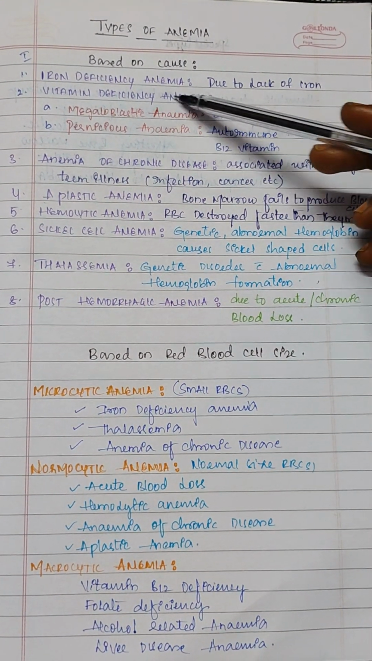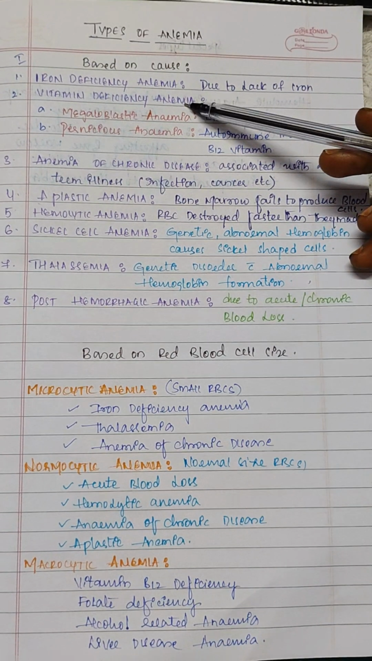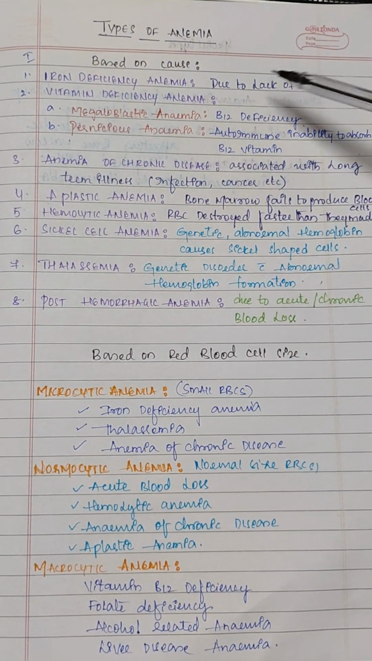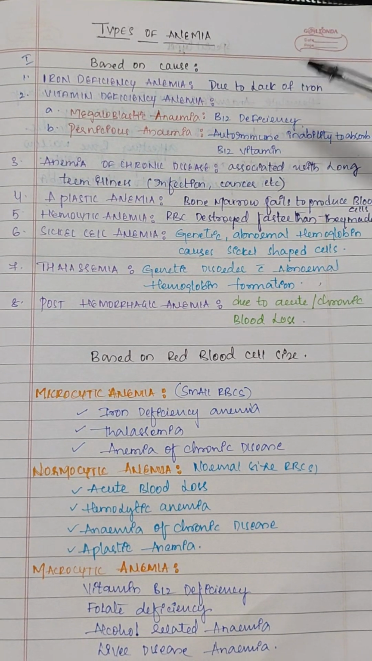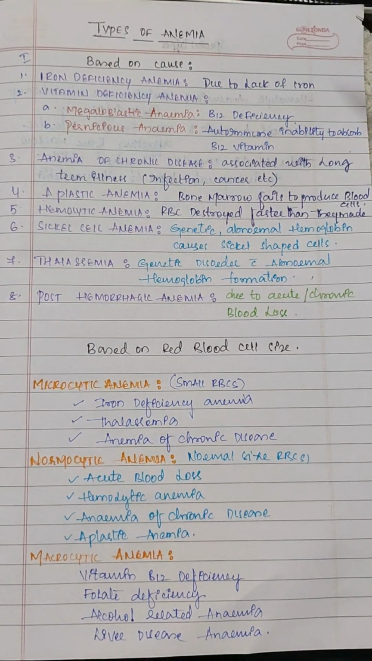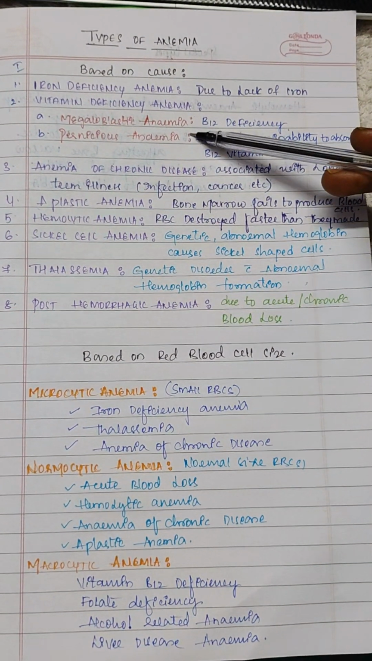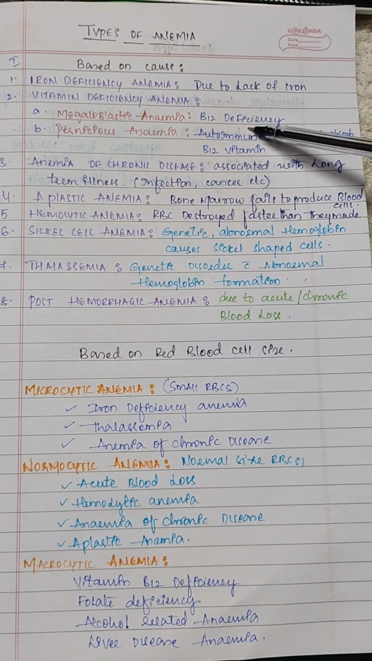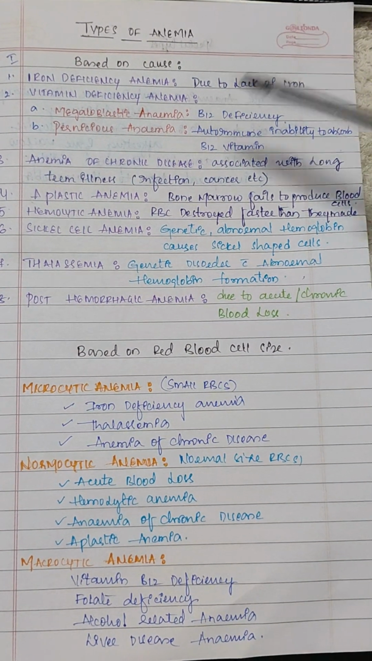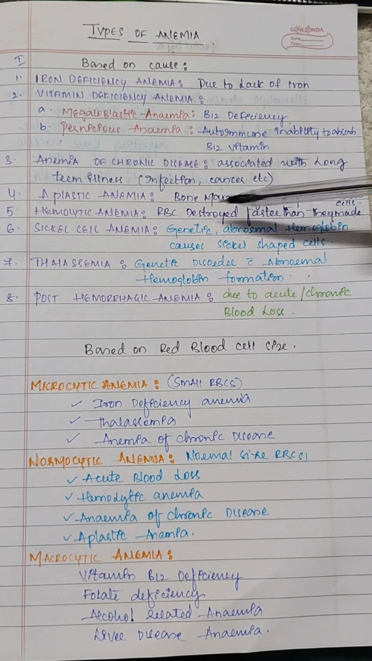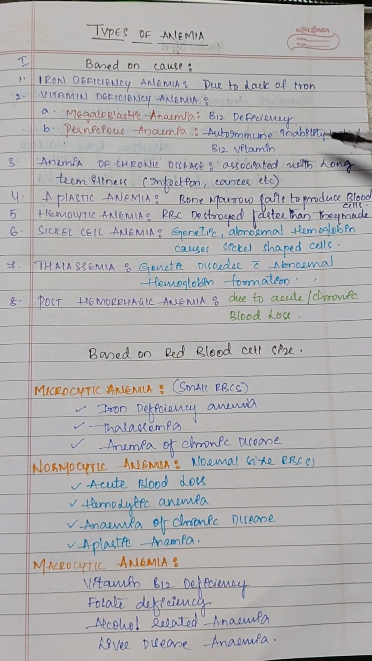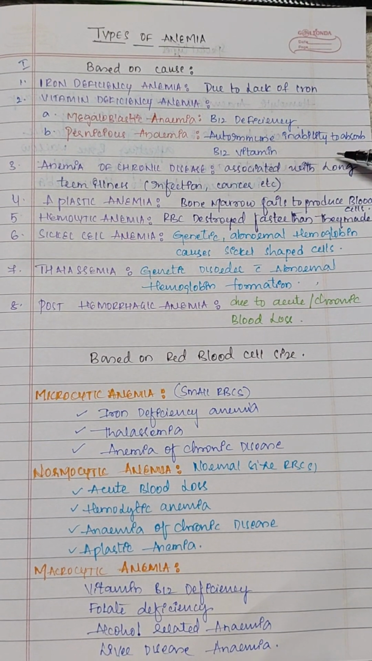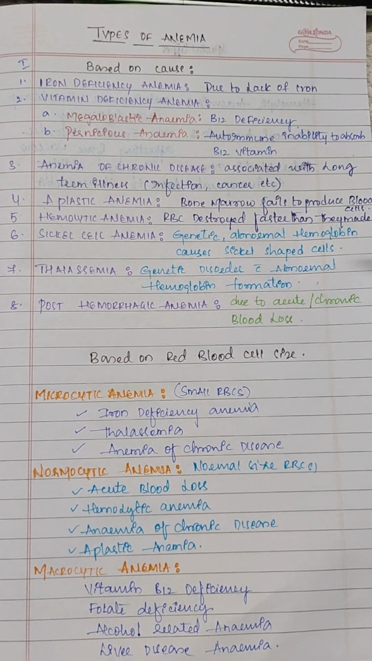In that, the first one, iron deficiency anemia. This type of anemia is caused due to lack of iron. And vitamin deficiency anemia, again it is divided into two types, megaloblastic anemia and pernicious anemia. Deficiency of vitamin B12 causes megaloblastic anemia, and pernicious anemia is an autoimmune disorder which is caused by poor absorption of vitamin B12.